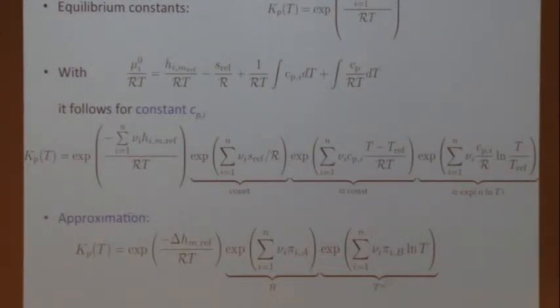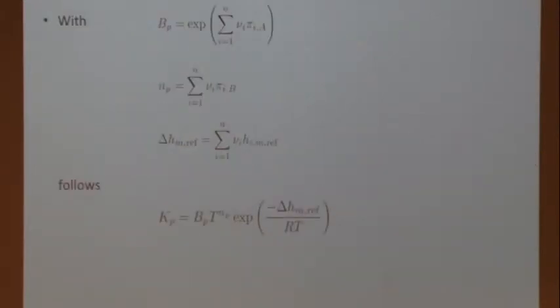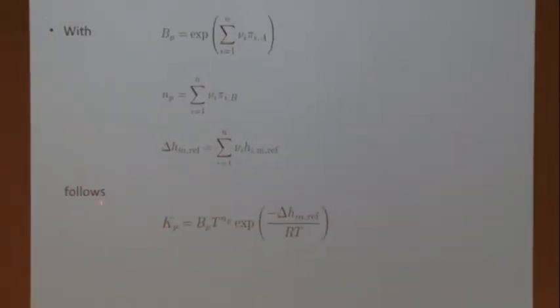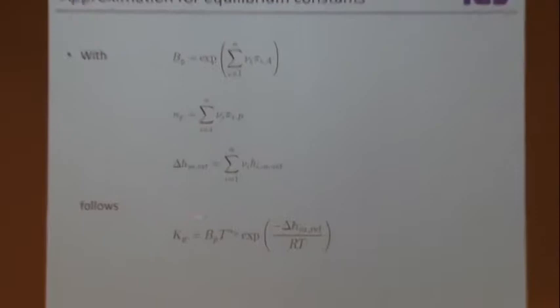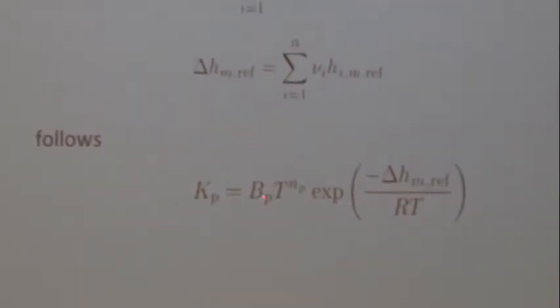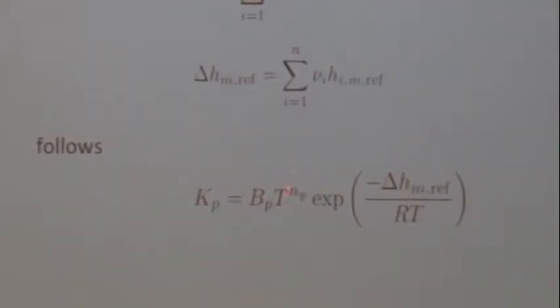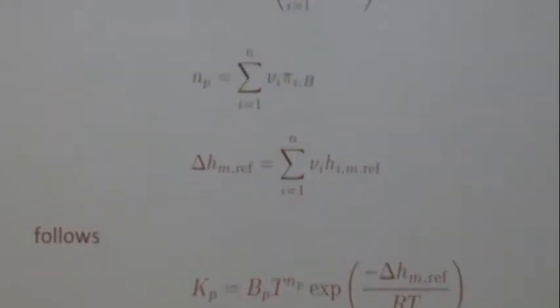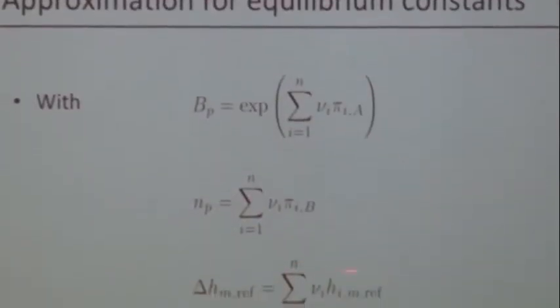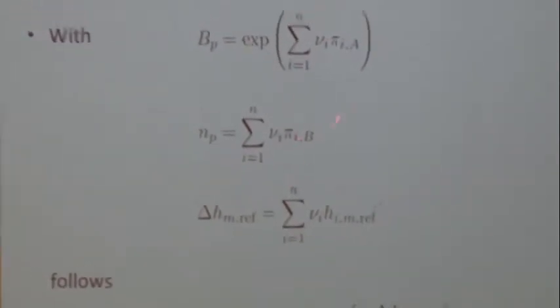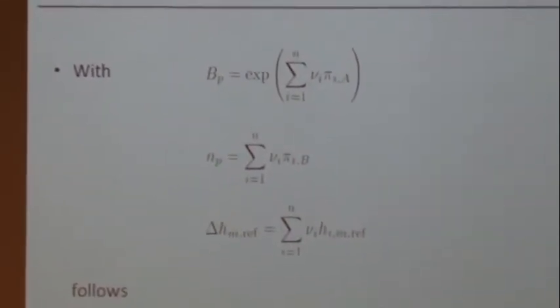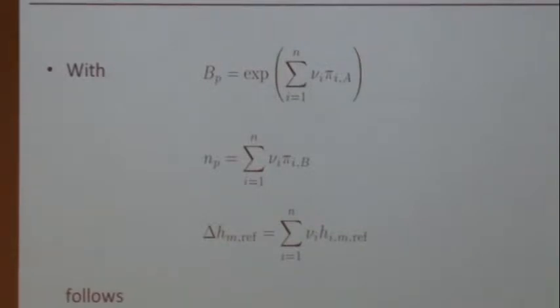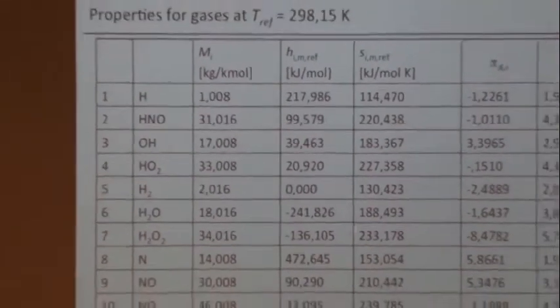And then if I have these, I can write it like this. So Kp is like an Arrhenius form now: B, that was the constant, times T to the nth power times exponential of this. And then I tabulate B, looks like this, n looks like this. So if these pi values are tabulated for each species, and h is tabulated, it's very easy to compute this. Okay, so these are the tables.